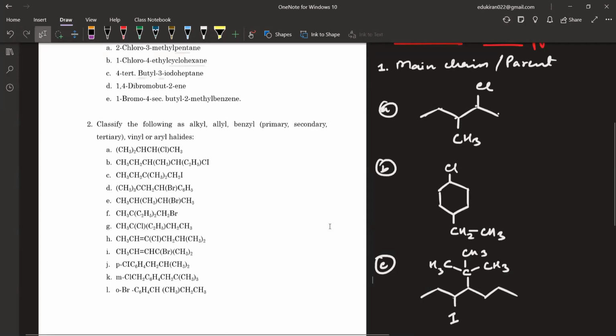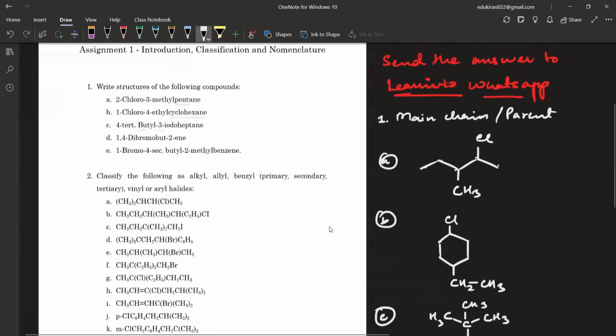Okay. Next, what do we have? 1,4-dibromobut-2-ene. Let me draw it here only. First, we'll draw but-2-ene, so but means 4 carbon atoms: 1, 2, 3, and 4. The second carbon has a double bond. In the first position we have Br, and in the fourth position also we have Br. So this is 1,4-dibromobut-2-ene. Is this clear? Yes or no, please tell me. Yes.